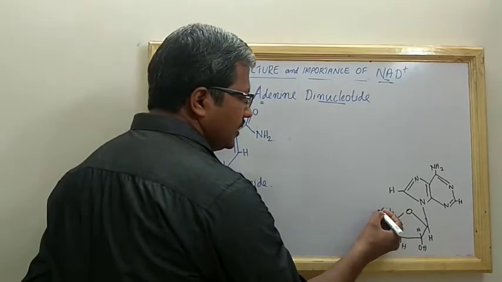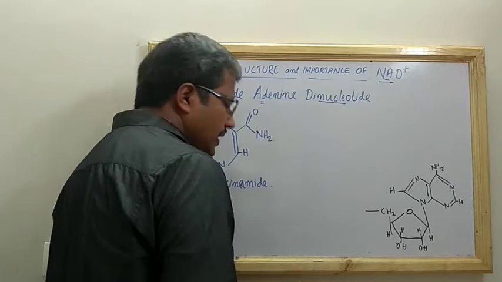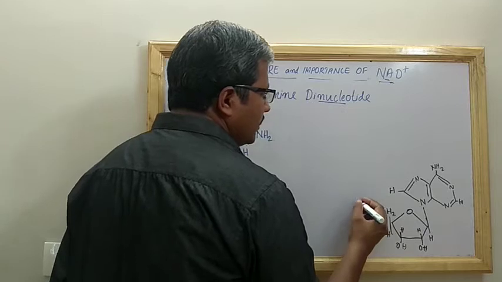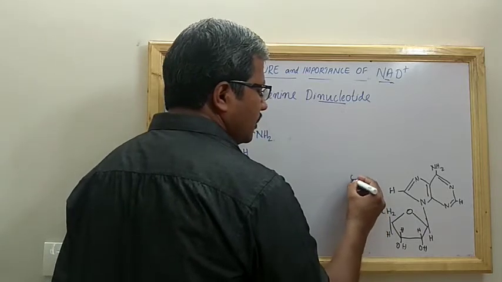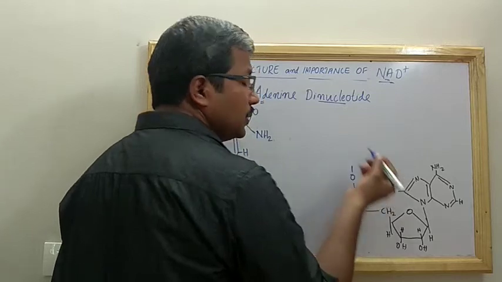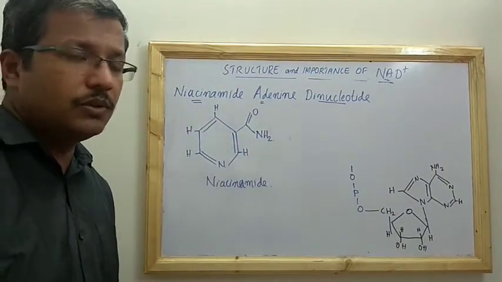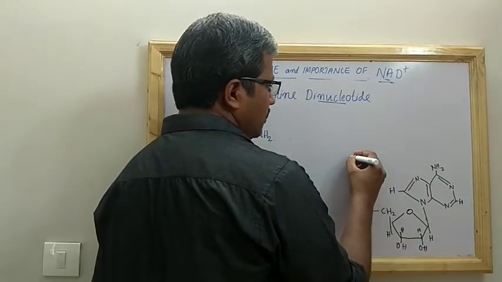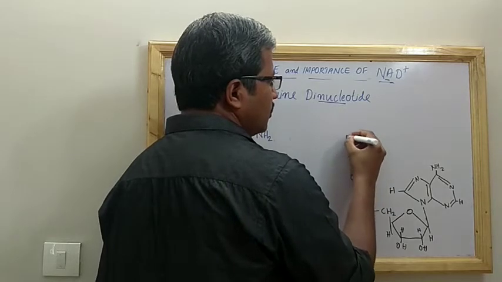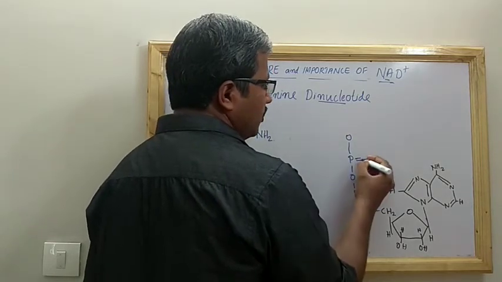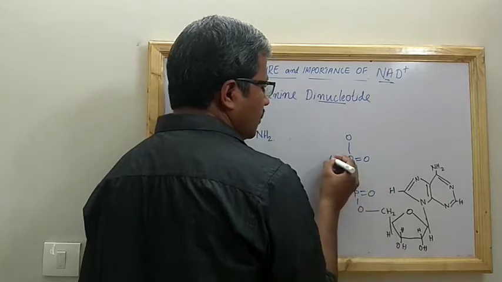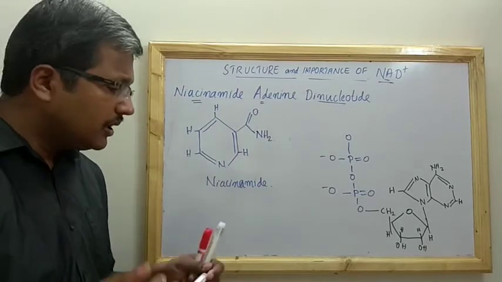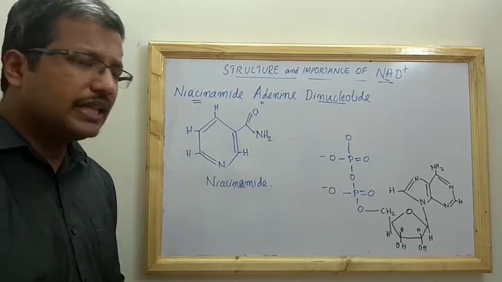Now, this one is linked with the phosphate group. I'm just linking phosphate with blue. So, O, then phosphate, again O, and then again phosphate of the next nucleotide. Which is the next nucleotide? The niacinamide. So again, one more phosphate group, again one oxygen. You have a double bond O here, double bond O here, O minus here, O minus here. Two phosphate groups are there.